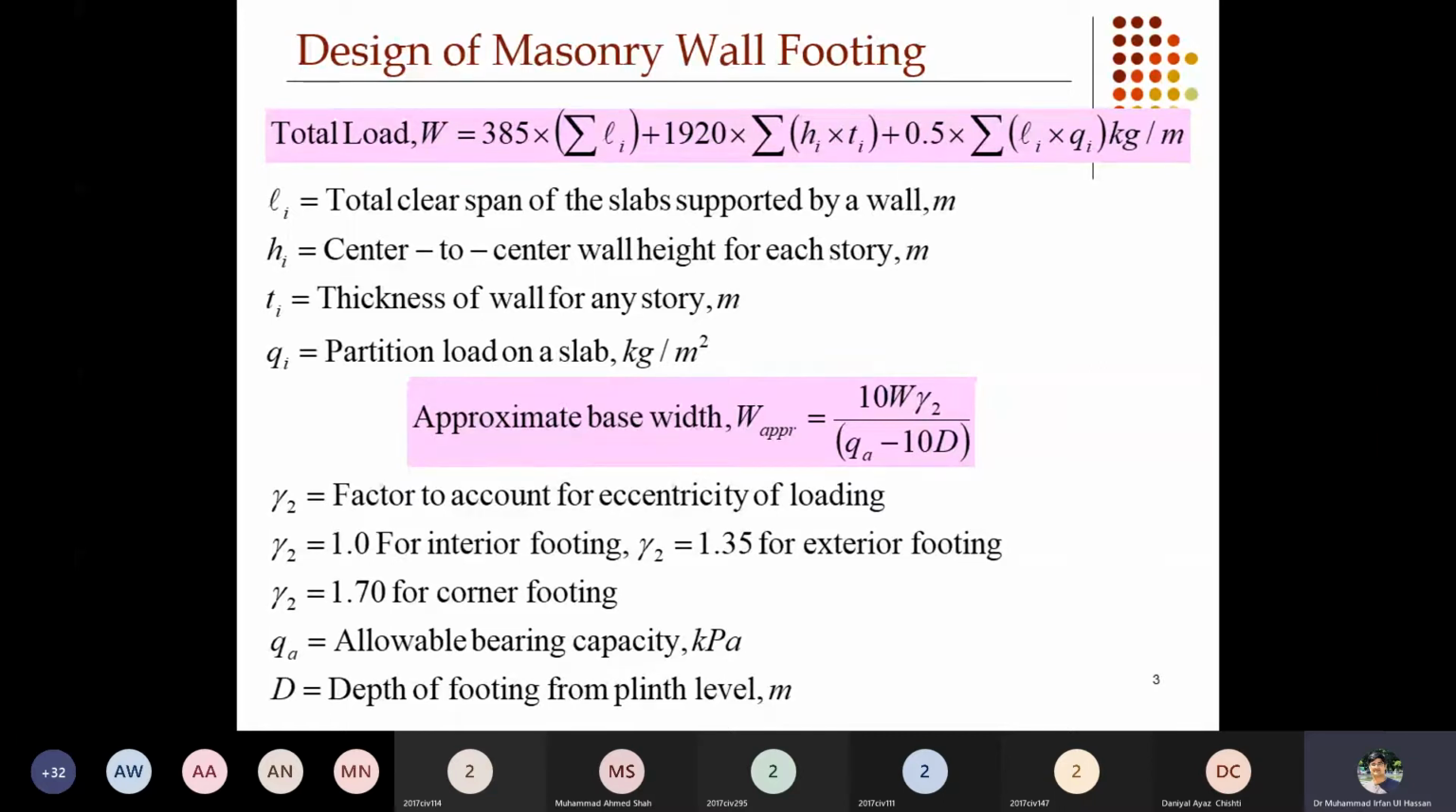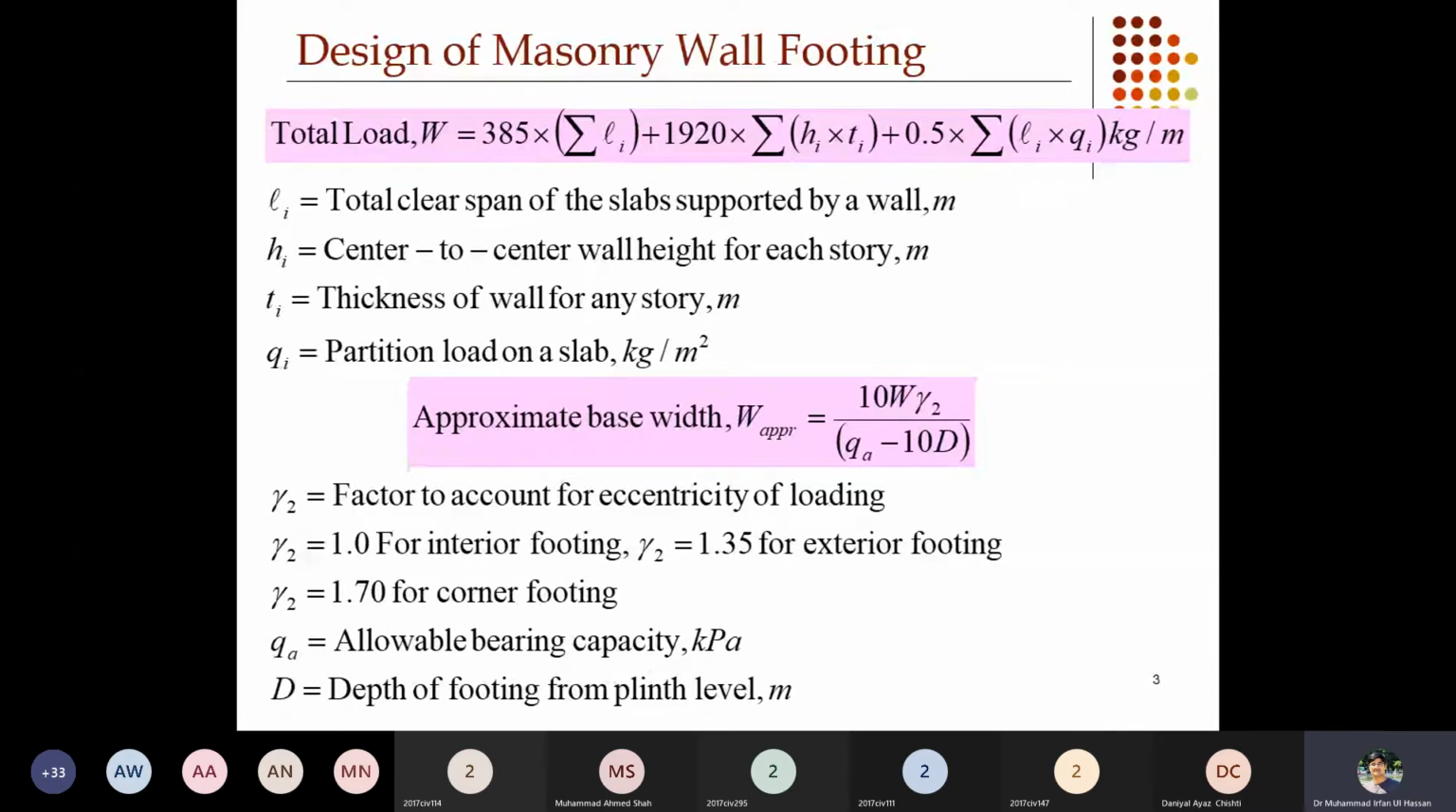You know that the total load divided by the net bearing capacity is the width of the footing. So the second equation on this slide, you can see that the approximate base width W is equal to 10W gamma 2. That load is computed, the total load multiplied with the 10, and gamma 2 is the corner footing.